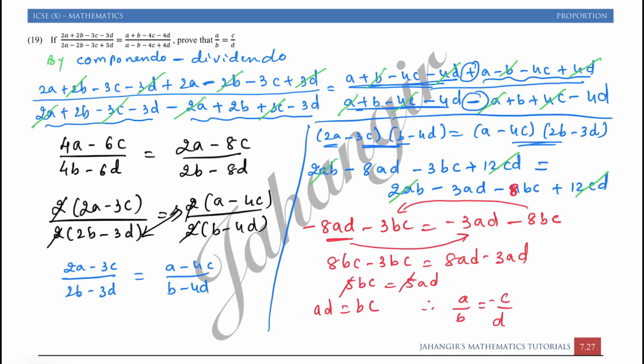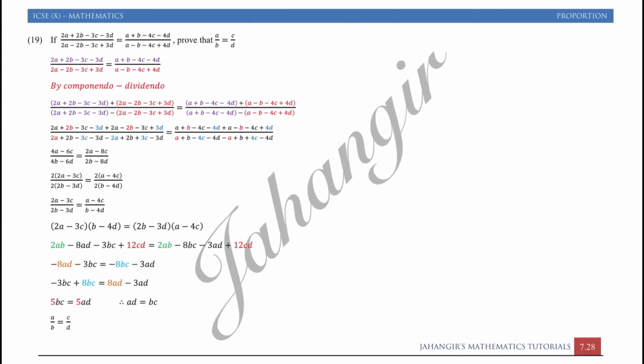See, if you cross multiply BC and AD, you are going to get this step. So this is my final answer: A by B is equal to C by D. In this way you have to solve this question. Pause the video, just go through this part properly.